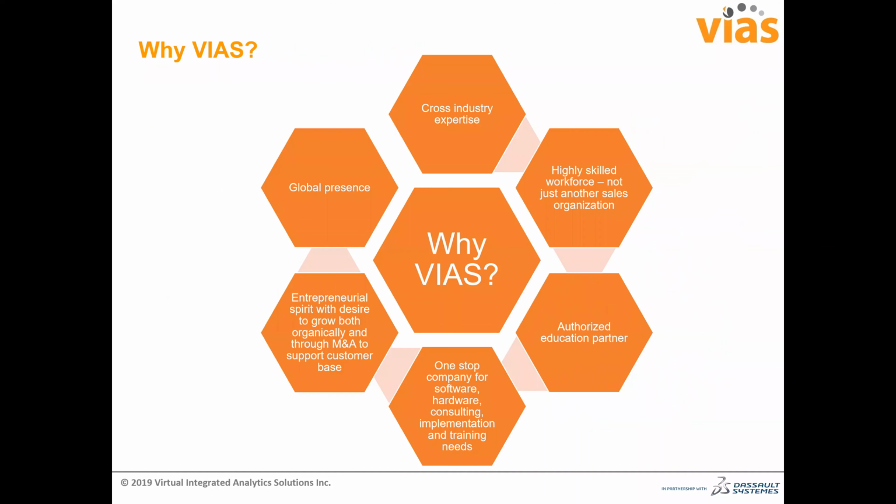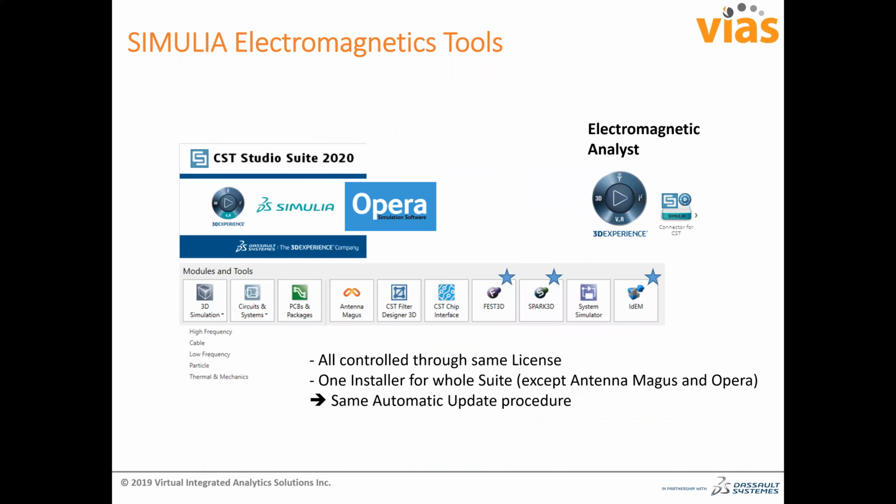So the question comes, why choose VIAS? It has a global presence. It is an authorized educational partner as well as a sales partner and the platinum partner for Dassault Systèmes. It has a highly skilled workforce. We consist of 35 engineers and physicists who are PhDs and MTechs of different backgrounds and industry expertise to solve the customer's problem. Now to describe the SIMULIA electromagnetic tools.